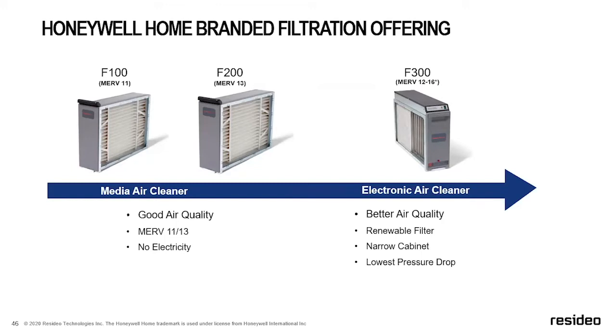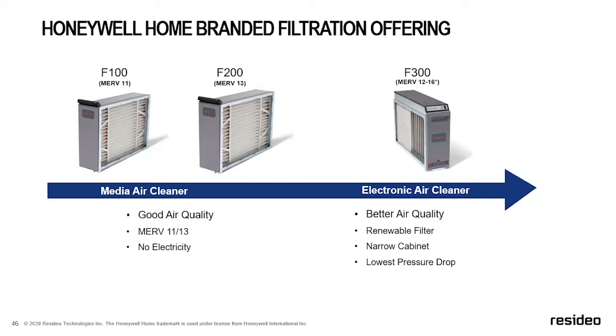Moving to the right, we have our electronic air cleaner. They do require power, and it's going to give you a better air quality. Renewable filter, so you can reuse the filters, you can wash them out. It's a narrow cabinet, and it's got a really low pressure drop. The MERV on that is going to range between 12 and 16.